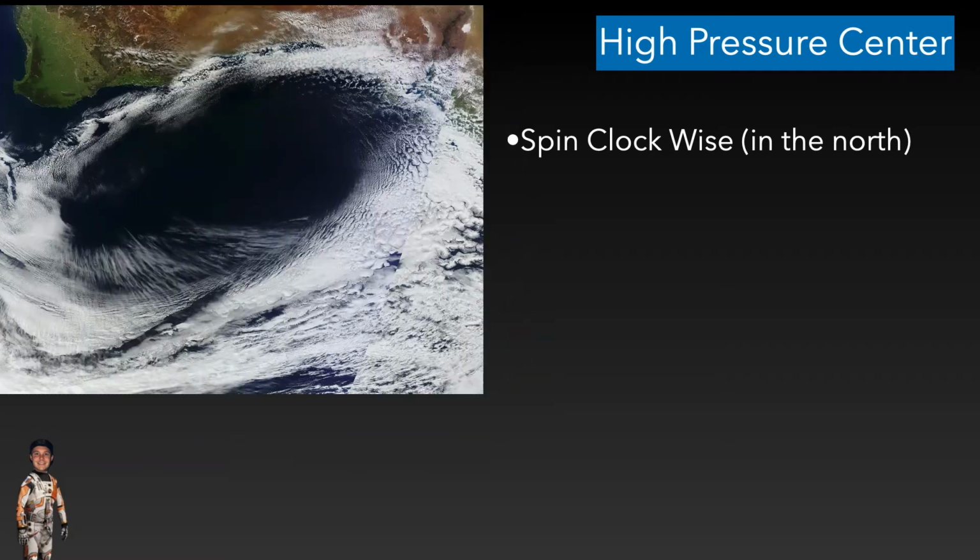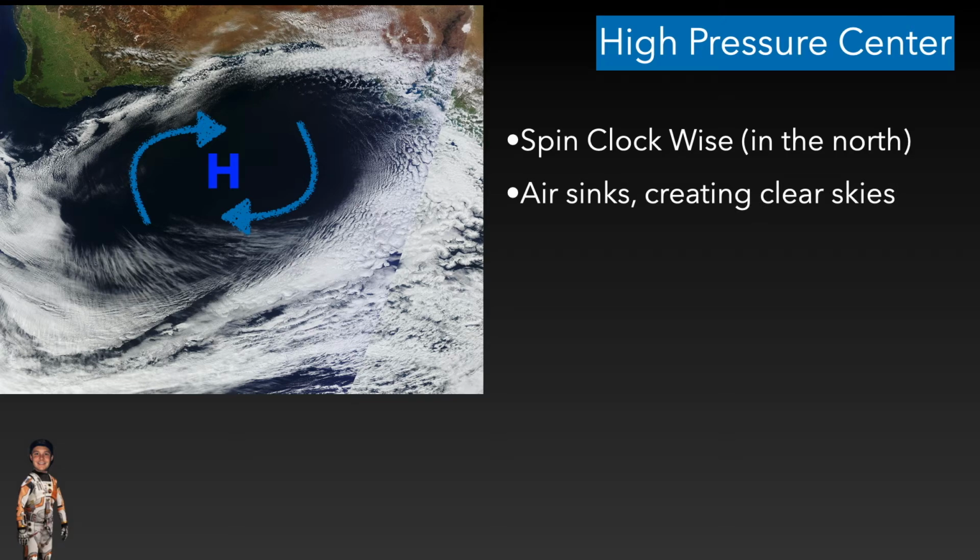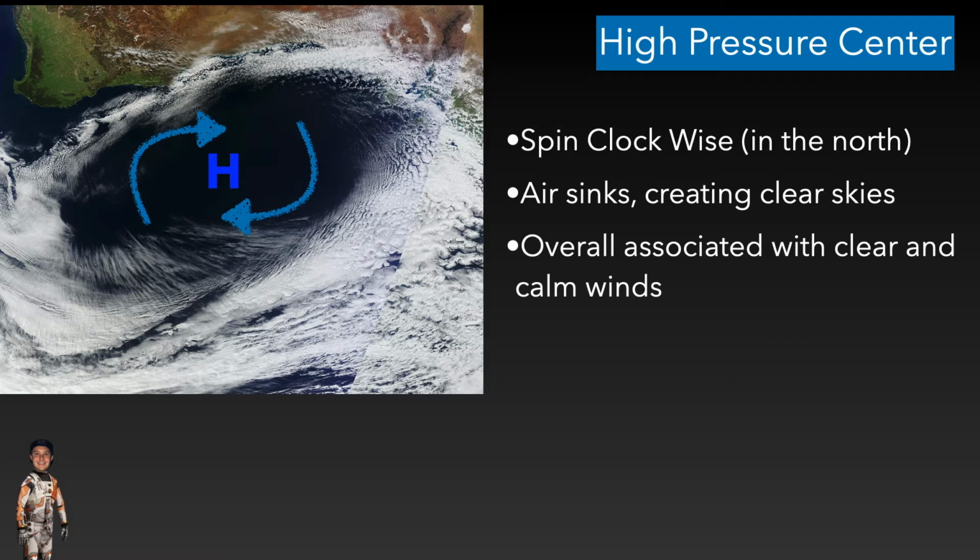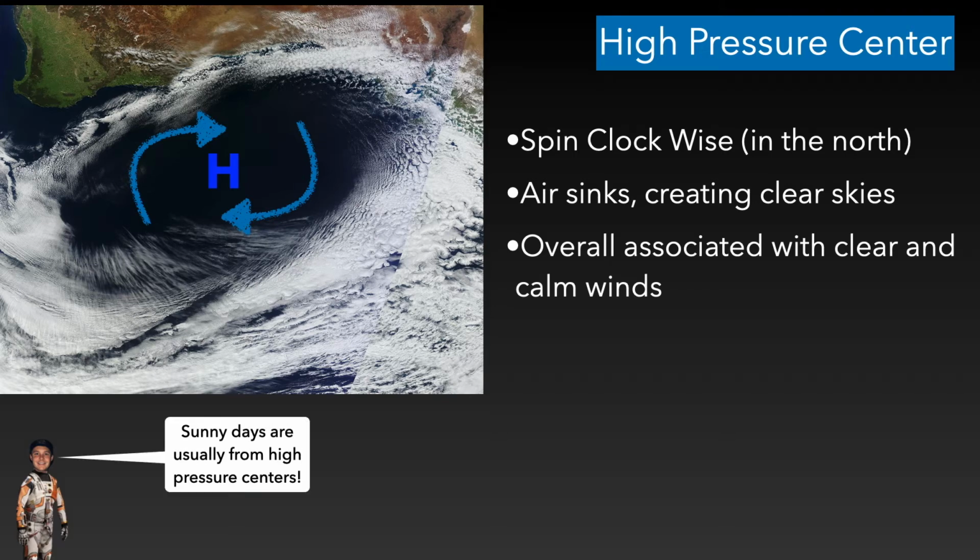A high pressure center will spin in the opposite way, which is clockwise. When you have a high pressure center, that wind is moving very slowly in a clockwise fashion around the center. Air is sinking at the pressure center, which means that you're going to have clear, calm conditions. So generally, the nicer days that you have in a year, the ones where the winds are low and the skies are almost completely clear, are usually from high pressure centers. So it's almost the exact opposite of a low.